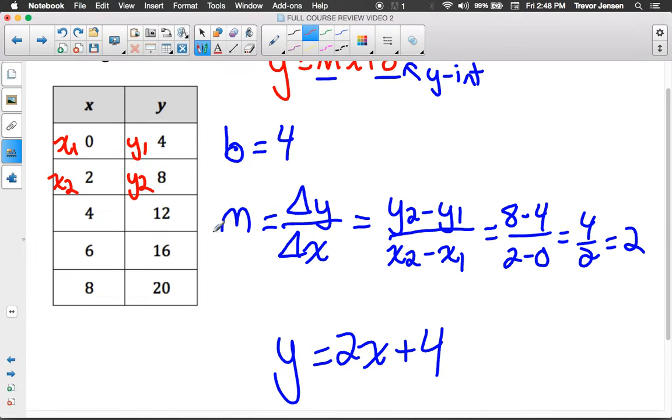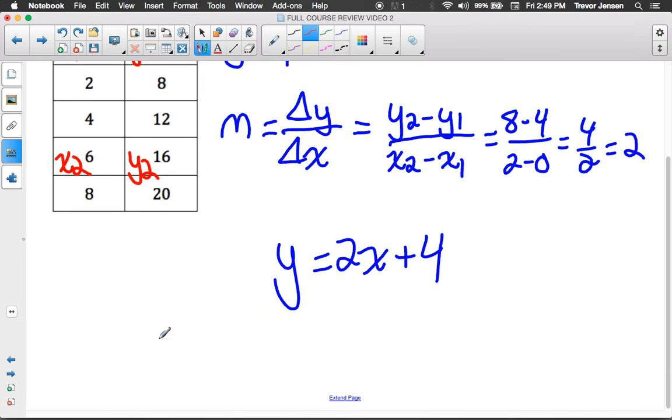Now I just want to point out, you didn't have to choose this as your first point and this as your second point when you plugged into y2 minus y1 over x2 minus x1. We could have chosen any 2 points. I could have chosen this one to be my second point, x2, y2. If I plugged into my equation here, I would get (16 minus 4) over (6 minus 0), and that would give me 12 over 6, which is still the same answer of 2. So that's how to go from a table to the equation.